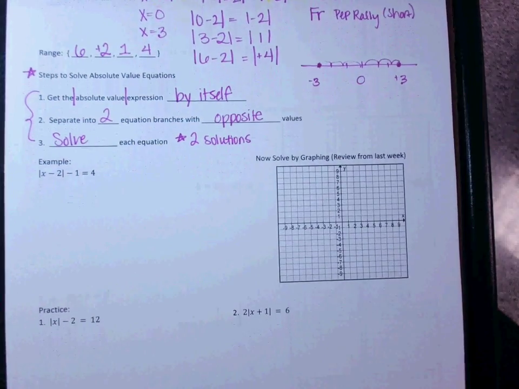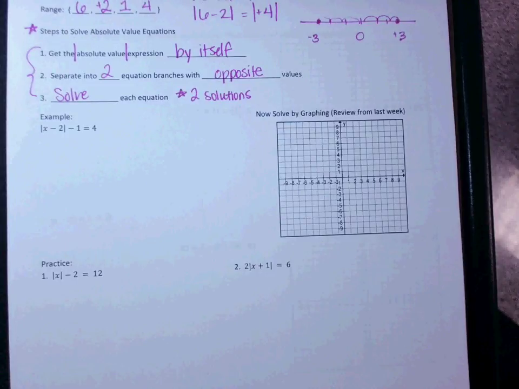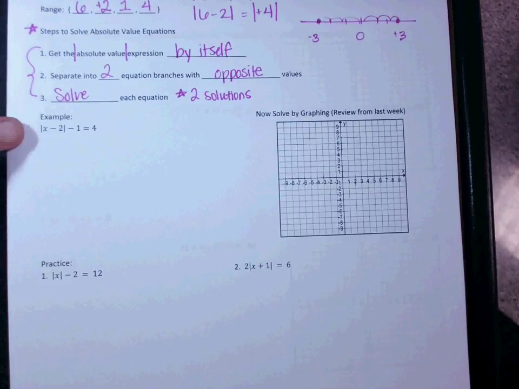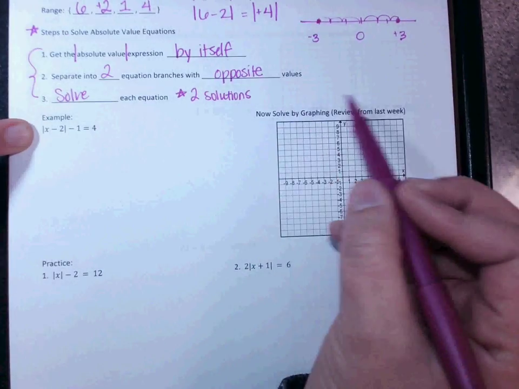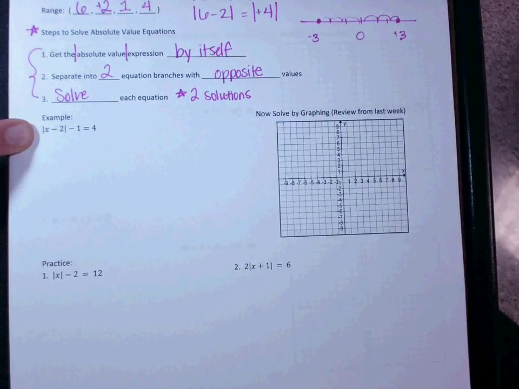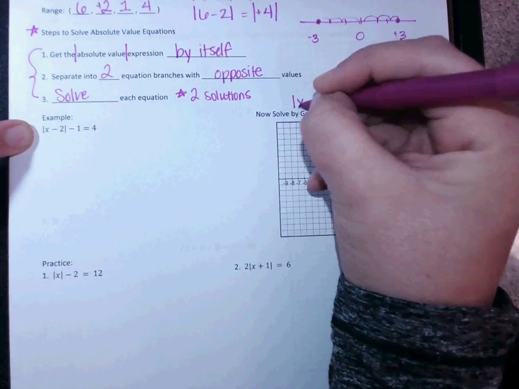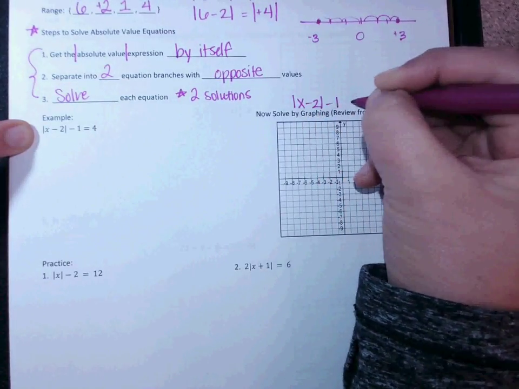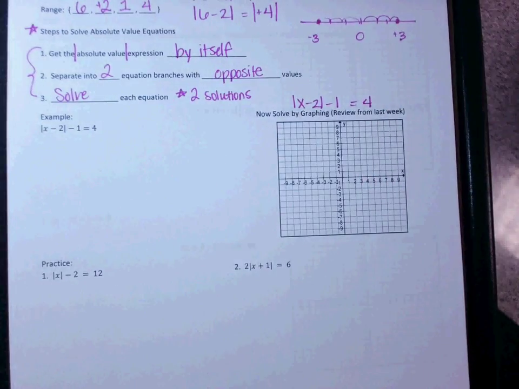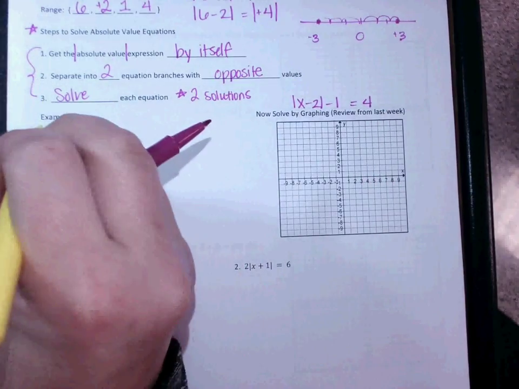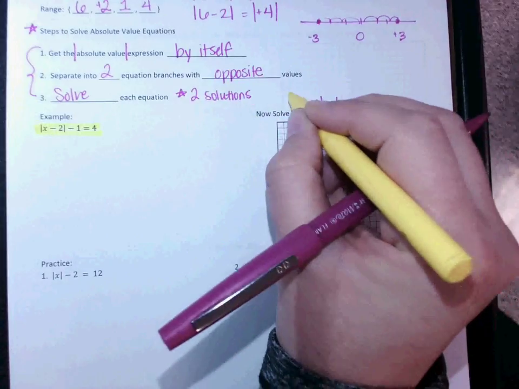Okay? So we are going to work this very first example 2 ways. The first time we're going to work it algebraically, which is the new part. But then the second time we're going to work it graphically, which is what we learned last week. So if you will, please take this equation and rewrite it over here, because we're going to do it twice. So |x - 2| - 1 = 4. So we're going to solve it 2 different ways. First by algebra, okay, then by graphing.